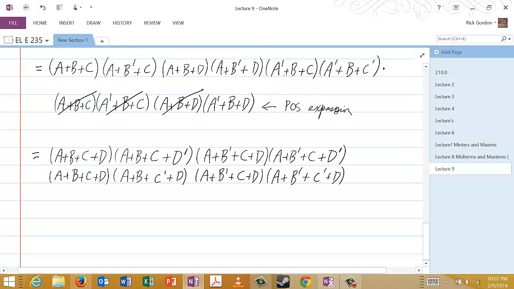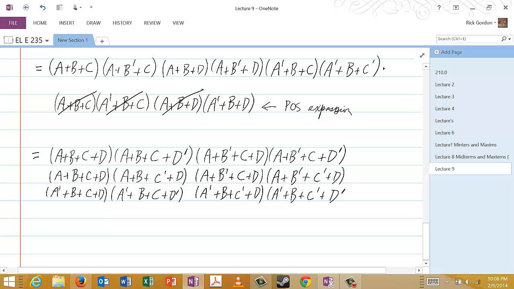And then A prime or B or C will become A prime or B or C or D, ended with A prime or B or C or D prime. And finally, the A prime or B or C prime term will become A prime or B or C prime or D, ended with A prime or B or C prime or D prime.